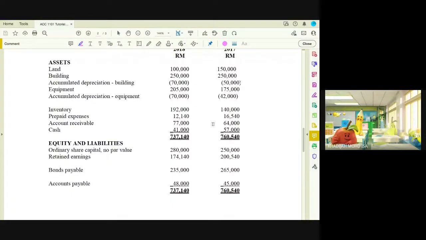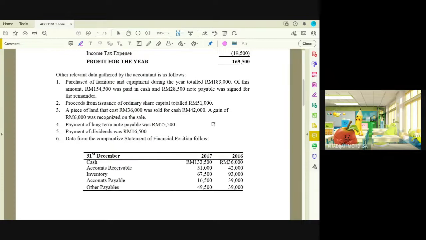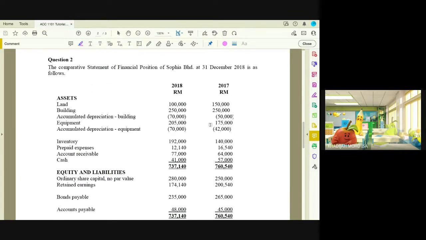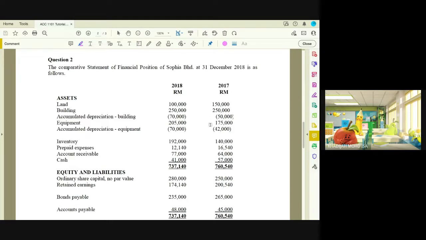I believe that I have actually discussed question number 1, so let's go into question number 2. Question number 2, the comparative statement of financial position of Sophia Berhad at 31st December 2018 is as follows. Can you see the tutorial question? So you have 2018 and 2017. This is your financial position.